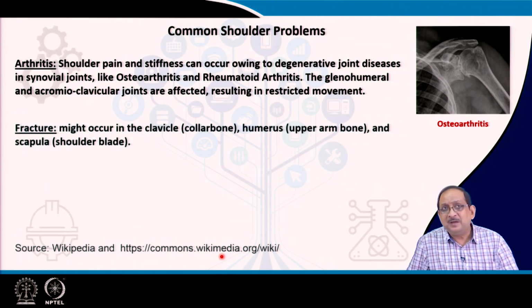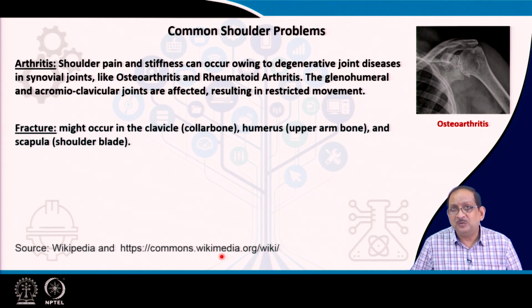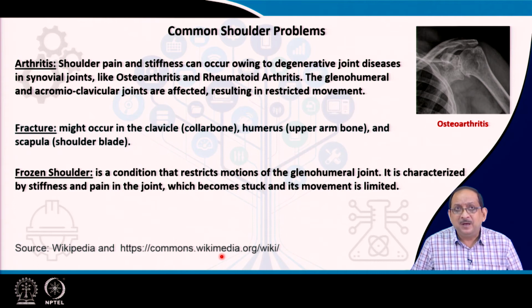Fracture can happen in the clavicle, the collarbone, the humerus, the upper arm bone, and the scapula or the shoulder blade due to different reasons. But the fracture is mostly due to fall or traumatic injuries.